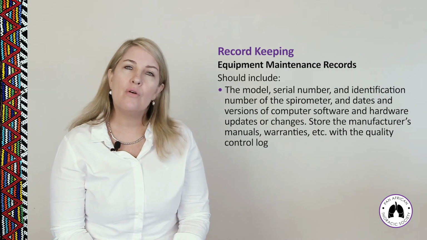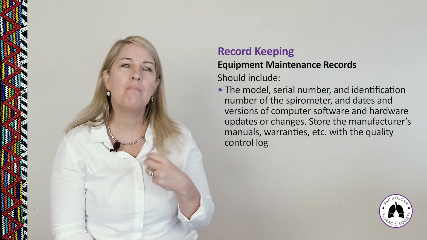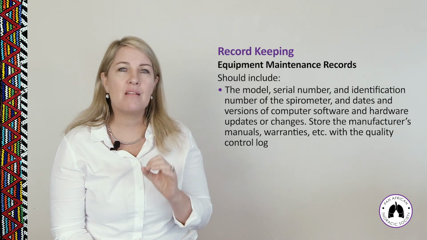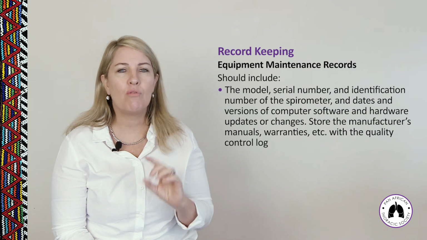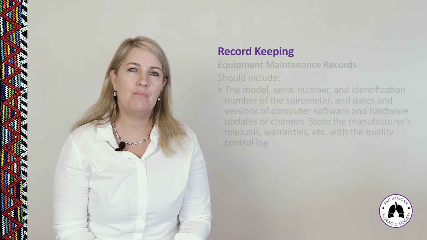Good. So keeping equipment maintenance records is important. We want to be able to go back to them and verify that the machine was in good working order before that child actually blew onto the spirometer itself.